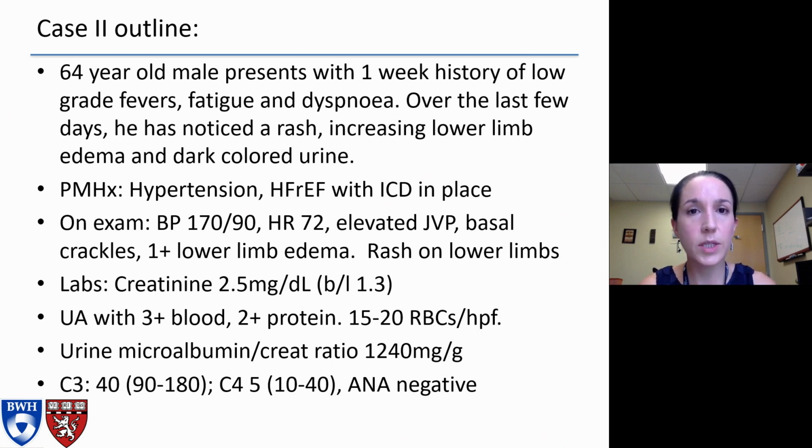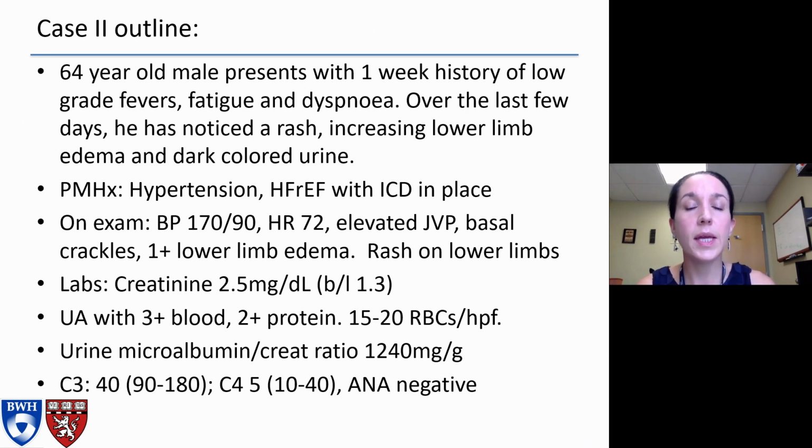In his past medical history, he has hypertension and HFrEF with an ICD in place. On exam, he's hypertensive at 170/90. His heart rate is 72. He has an elevated JVP, basal crackles, 1+ lower limb edema, and a prominent vasculitic appearing rash on his lower limbs. His creatinine is 2.5 from a baseline of 1.3.